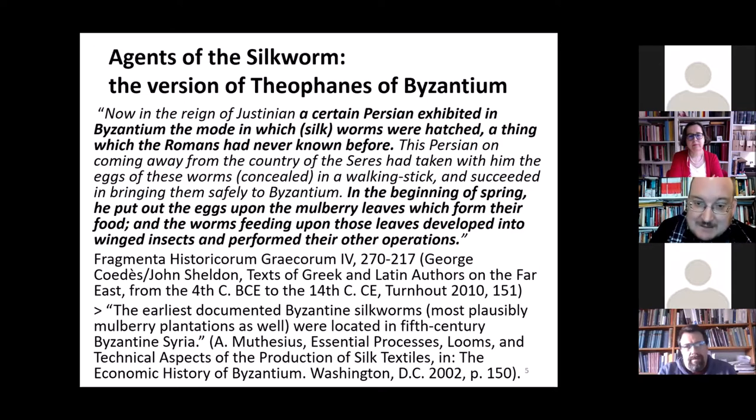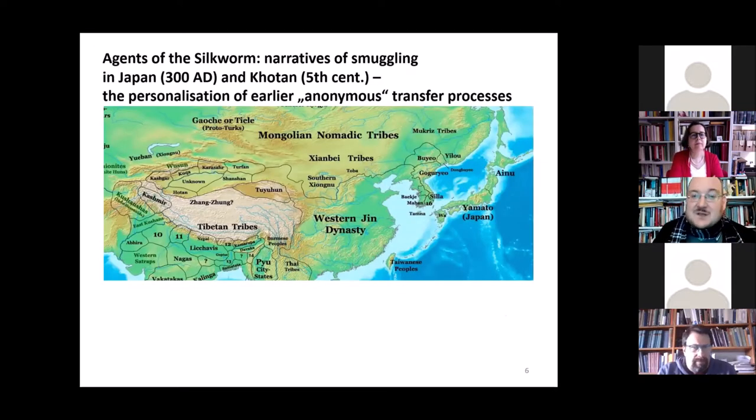And at the same time, we have similar narratives of smuggling also for other regions. And in the same way, these narratives more or less serve as personalizations of earlier anonymous transfer processes. So at the moment when silk production had already been transferred to these countries, these narratives emerged in order to provide a story and an agency to this process of transmission.